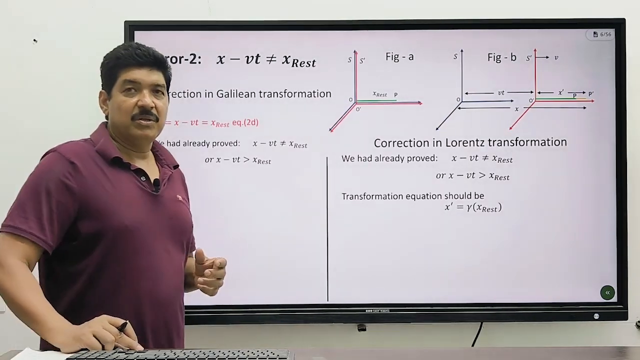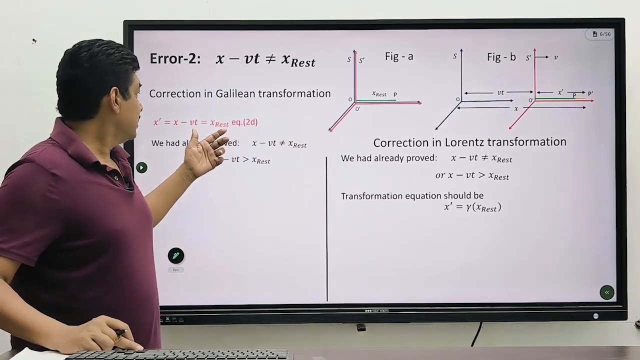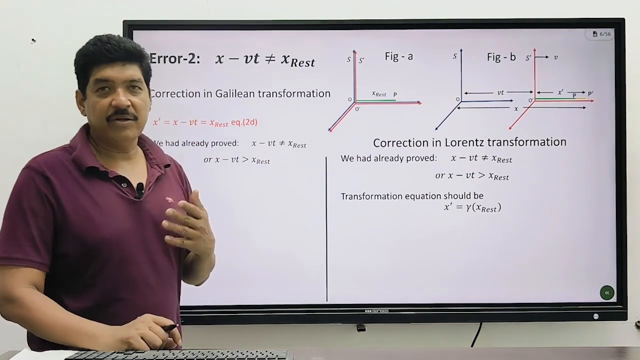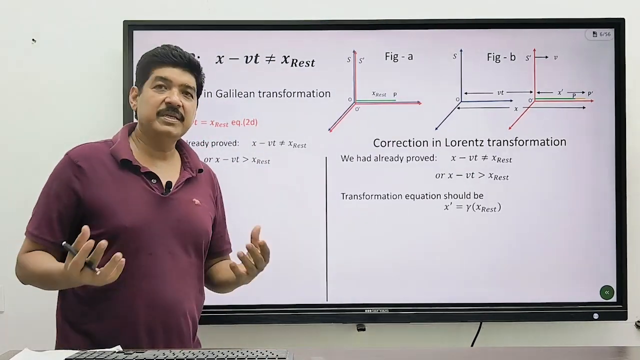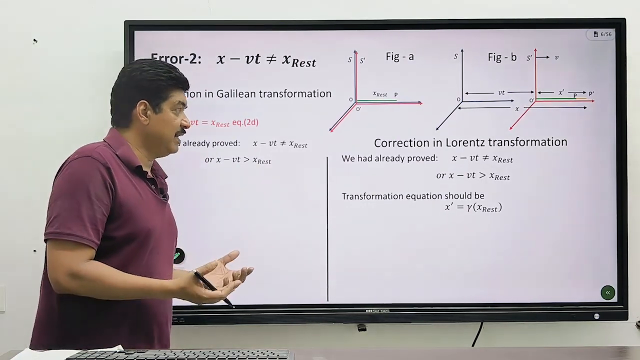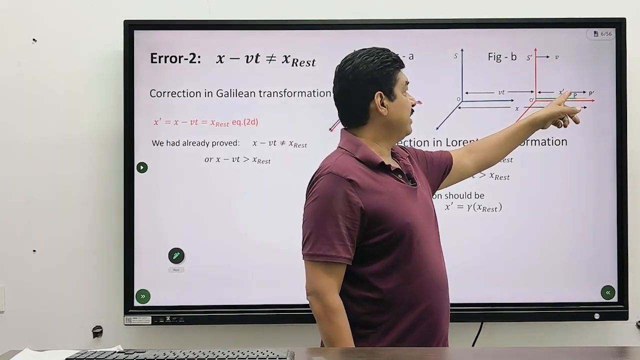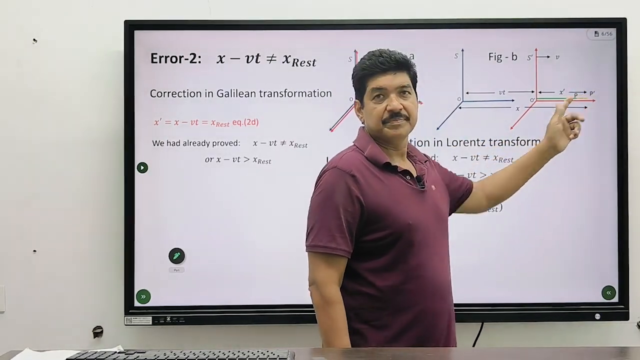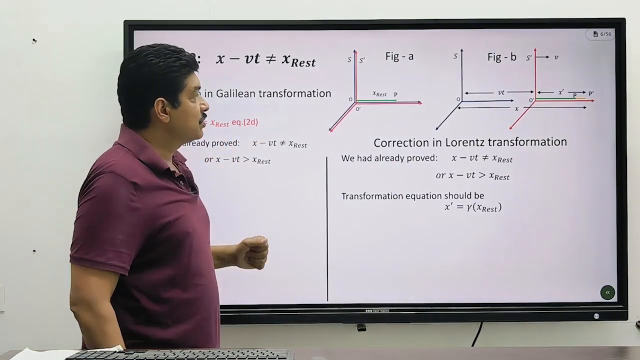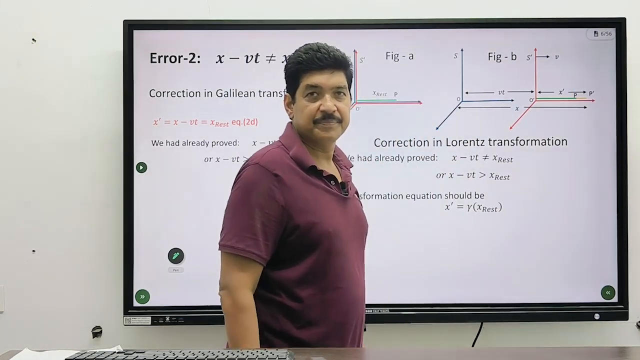Next, now if these transformations are not correct, which I had already proved, then what will be the correct transformation? The problem with Galilean transformation is that inadvertently they have taken p and p prime in their calculation, that is in x. So we have to remove this p and p prime.